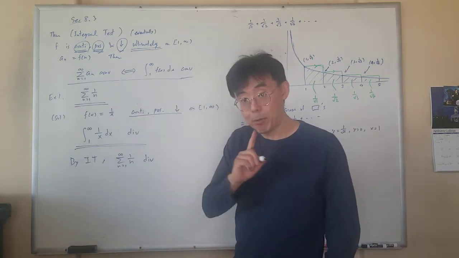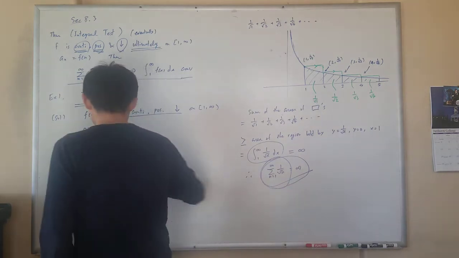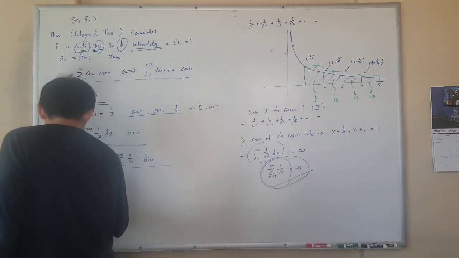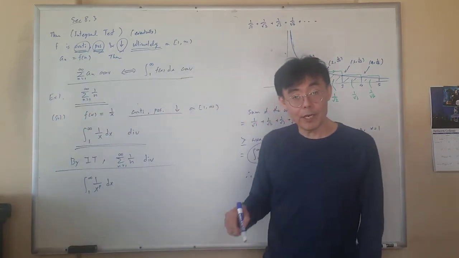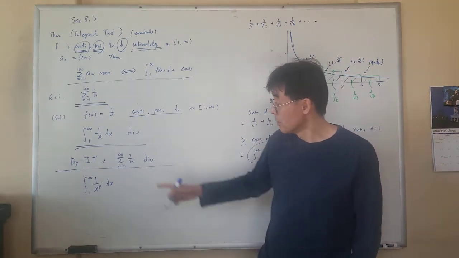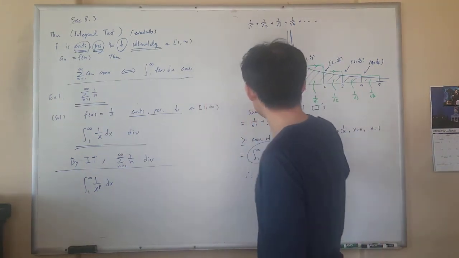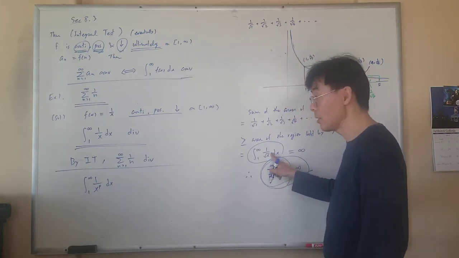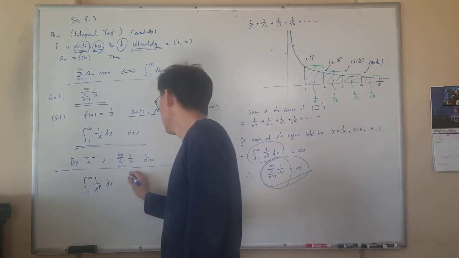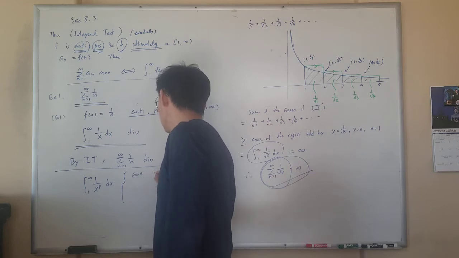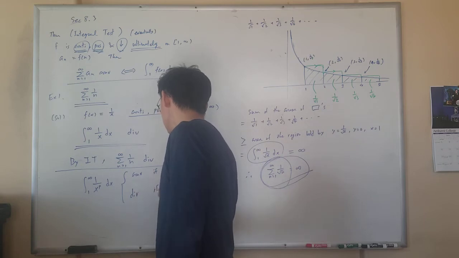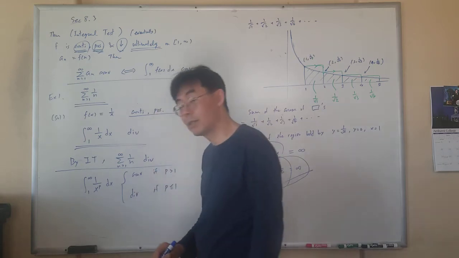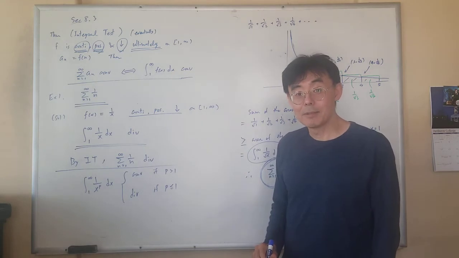Now, in 5.10, you learned a very important thing. That is, this 1 over x to the p power. So in this case, p equals 1. In the previous case, p equals 1/2. In this case, it is convergent if p is greater than 1, divergent if p is less than or equal to 1, okay?